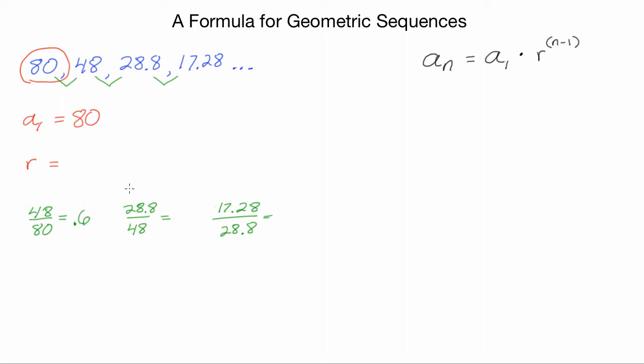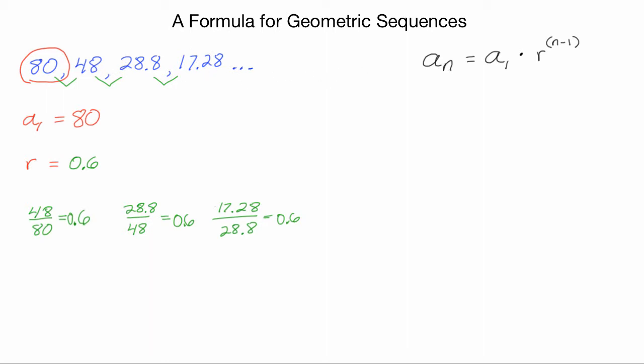28.8 divided by 48 is also 0.6. I should write a 0 in front, which makes it a little bit cleaner and easier to read. And if I divide these other two, 17.28 divided by 28.8 is also 0.6. So I'm going to be multiplying by 0.6 repeatedly over and over again. That's my common ratio, and that's what we multiply by to get the next consecutive terms in the sequence.